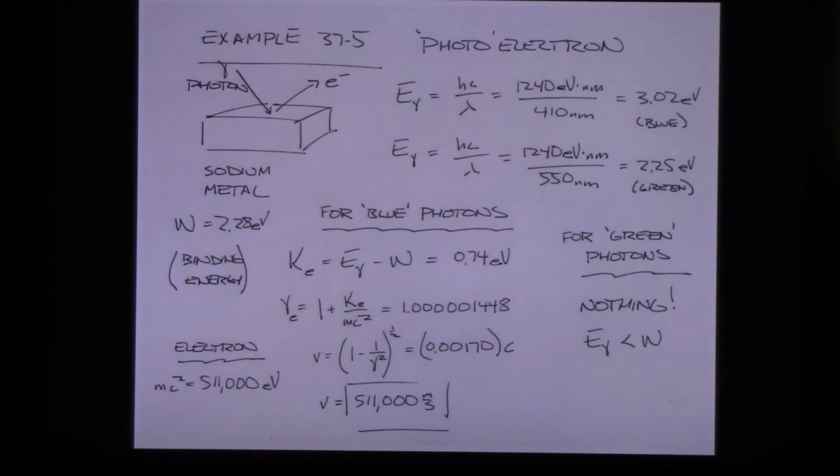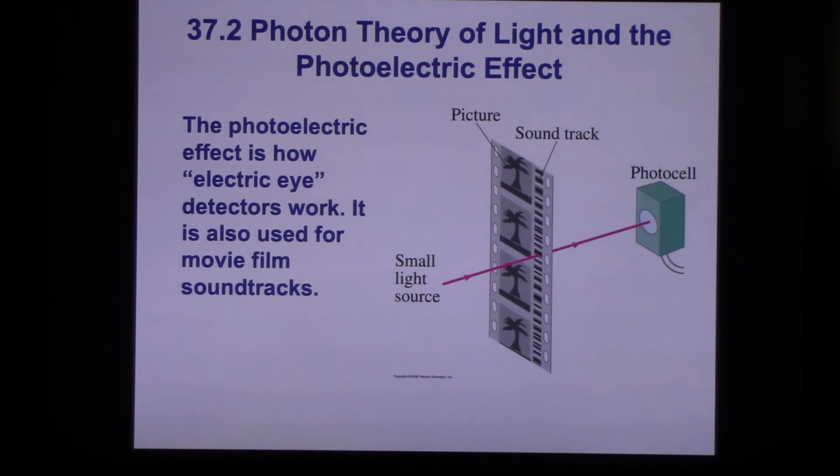So it's moving at 0.17% of c. I didn't put it in meters per second. I guess I should have put it in meters per second too, but that's the approach. So these photoelectric effect problems, I want to say, are pretty straightforward. If we compare that with the thermal radiation formulas, this seems more straightforward, right? All right, so let me move on from this.